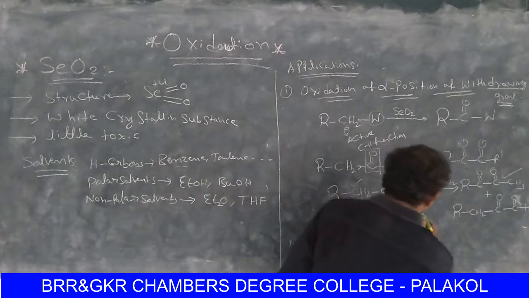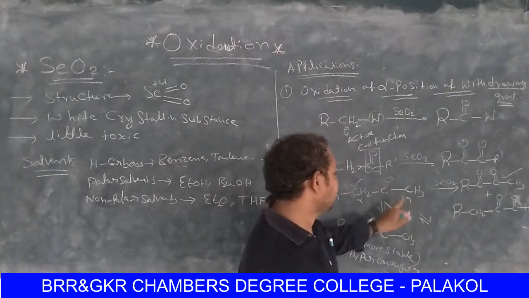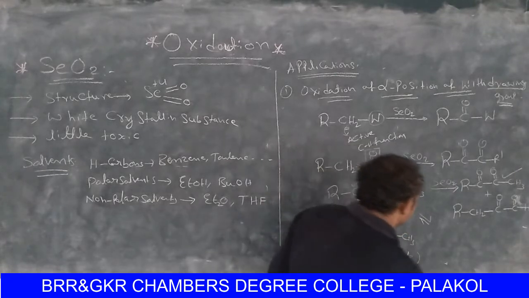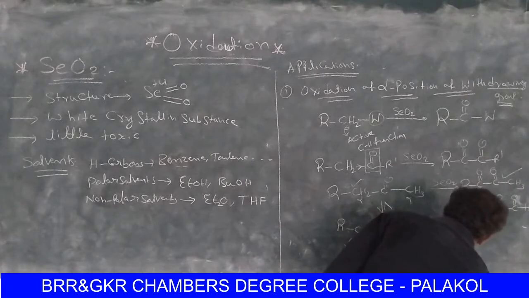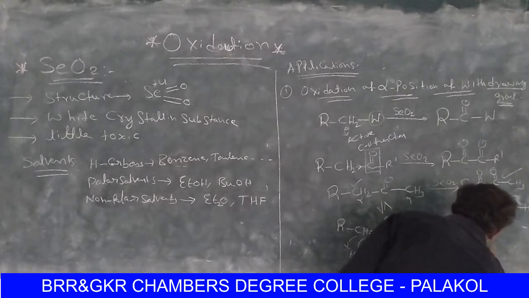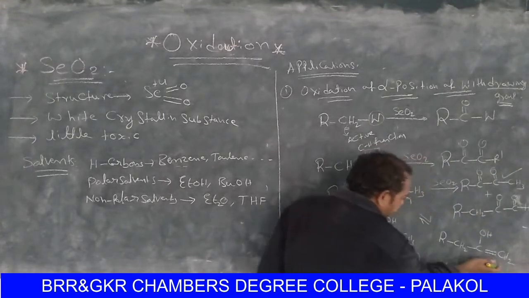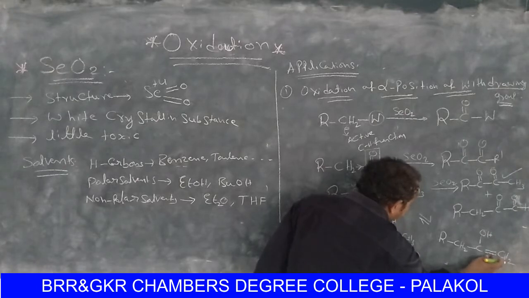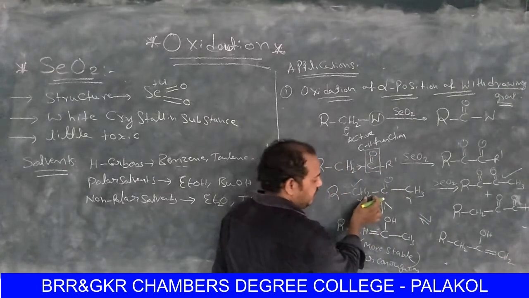Suppose you can also write an enol from this one. If you write like that, without involving the CH2 double bond, then here we can write again a double bond. Suppose CH2, and this is also, take a look here, a double bond. This double bond is generated from the methyl group, but this double bond is generated from the methane group.